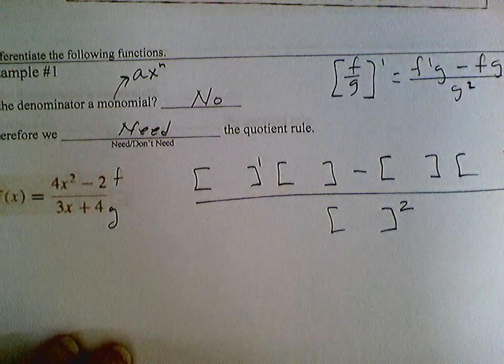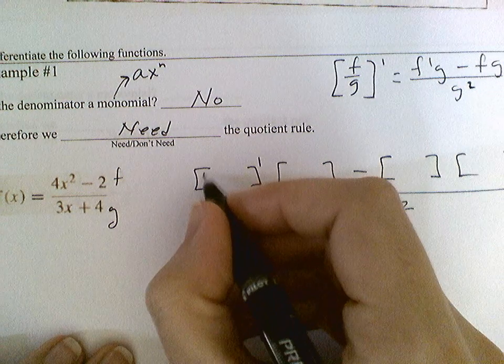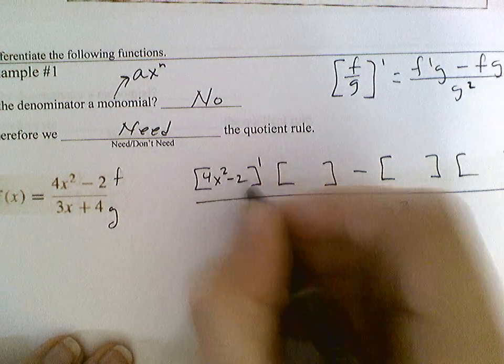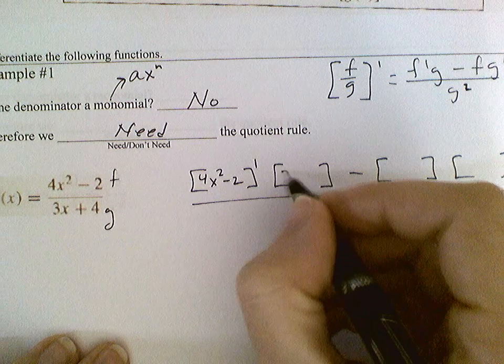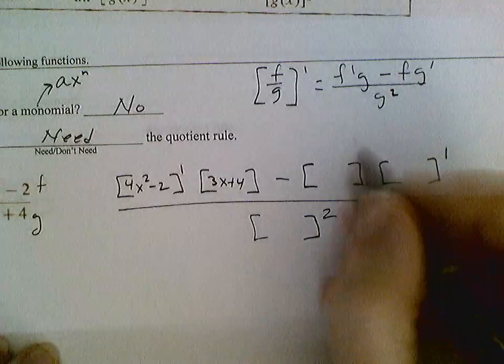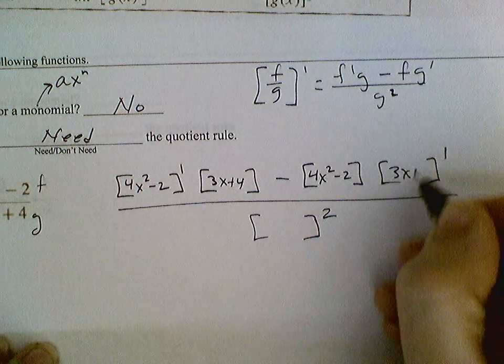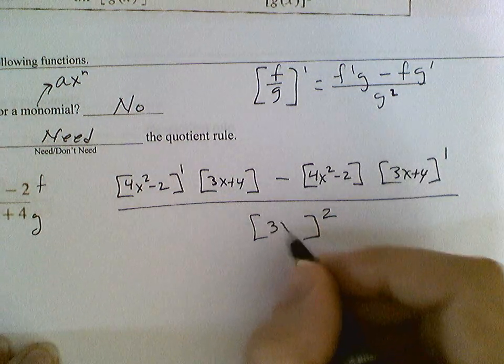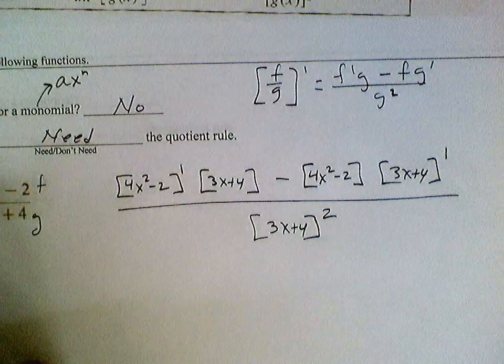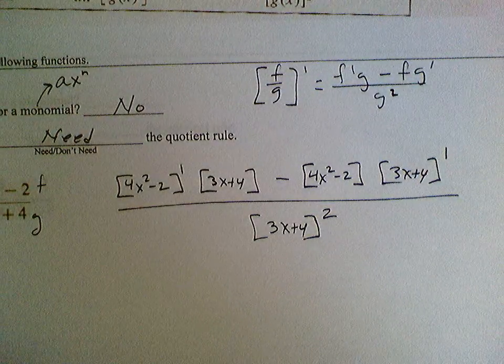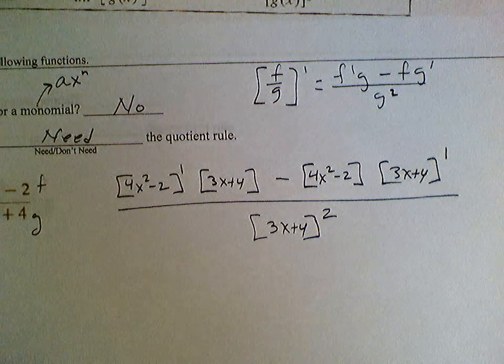Alright, so I'm going to put f in the first bracket, 4x squared minus 2, g in the next, 3x plus 4, and then I just repeat that. So 4x squared minus 2, 3x plus 4, and always the original denominator in the denominator. Guys, we're not going to simplify this.